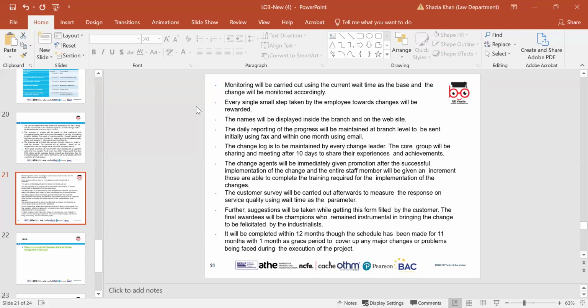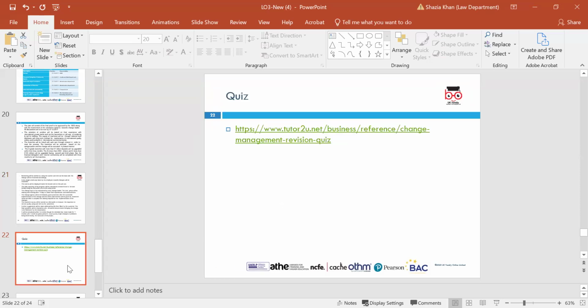And it will be completed within 12 months, though the schedule has been made for 11 months, with 1 month as grace period to cover up any major changes or problems being faced during the execution of the project. So these elements need to be put into place to provide any sort of changes, and there need to be clear indicators put in place and monitored to look at the impact and the effectiveness of these changes.